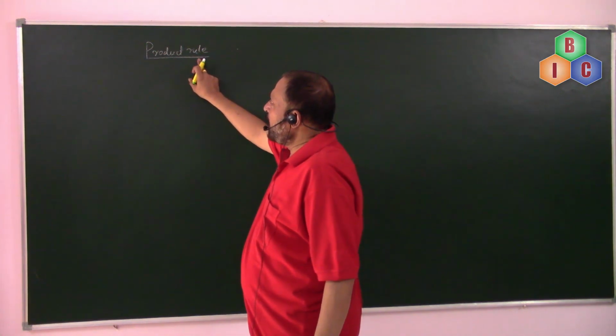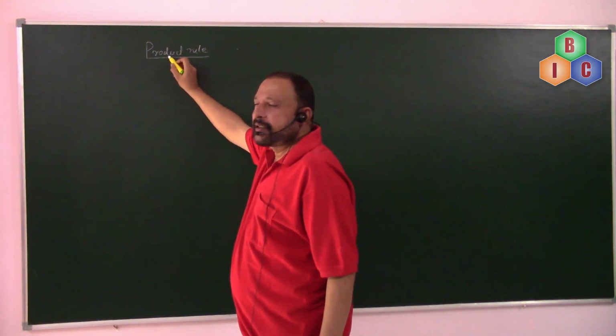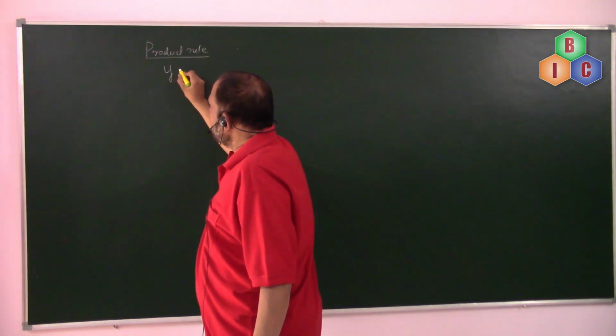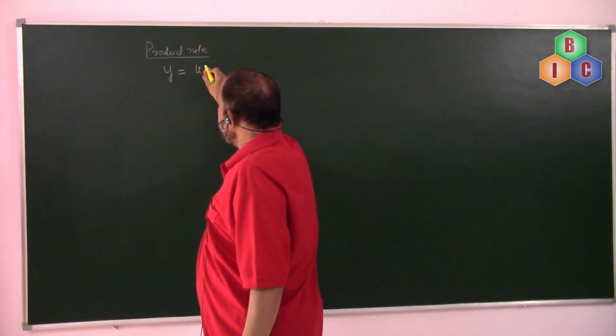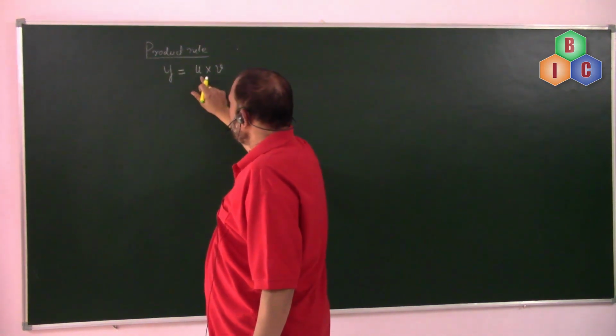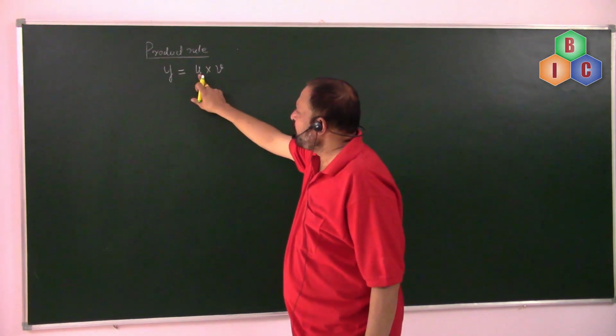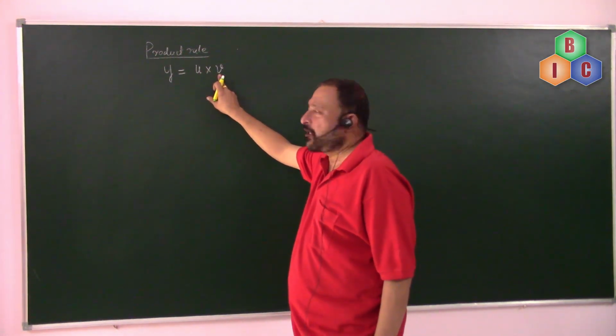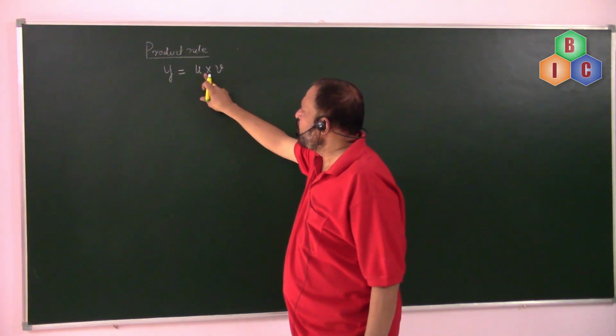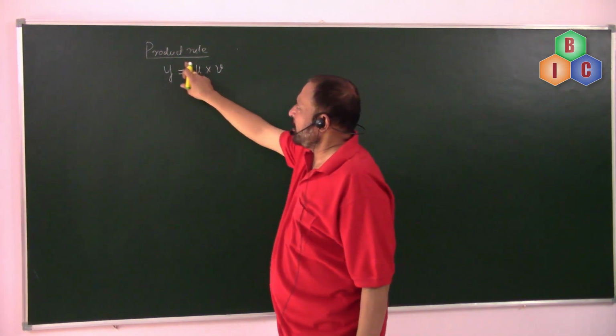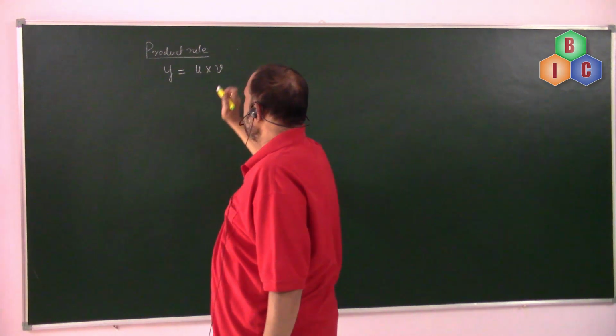What is product rule? As the name itself indicates, the given function is in the form of the product of two functions. Y is the given function, U is the first function, V is the second function. Now you see here that U and V are multiplied. That means we are taking the product of U and V.